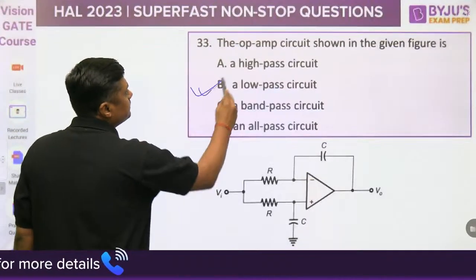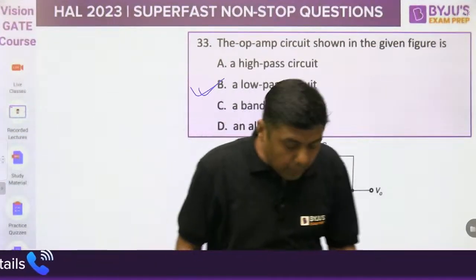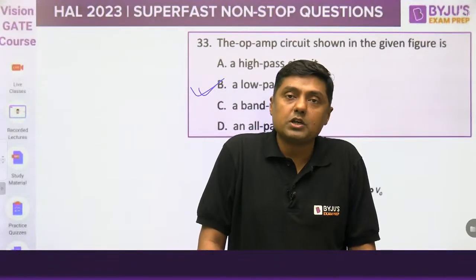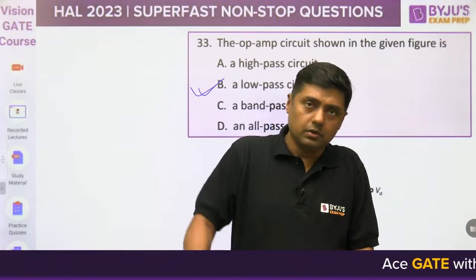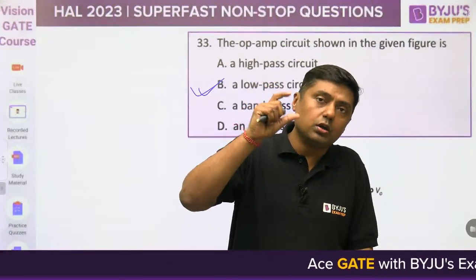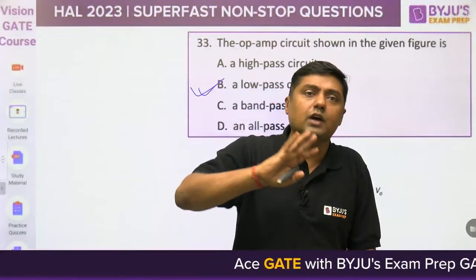So it is a low pass filter, guys. So please prepare all types of filter: low pass filter, high pass filter, band pass filter, band reject filter. Get the idea about the diagram and whether the inductor is connected or resistor is connected. Quickly you have to give the answer.